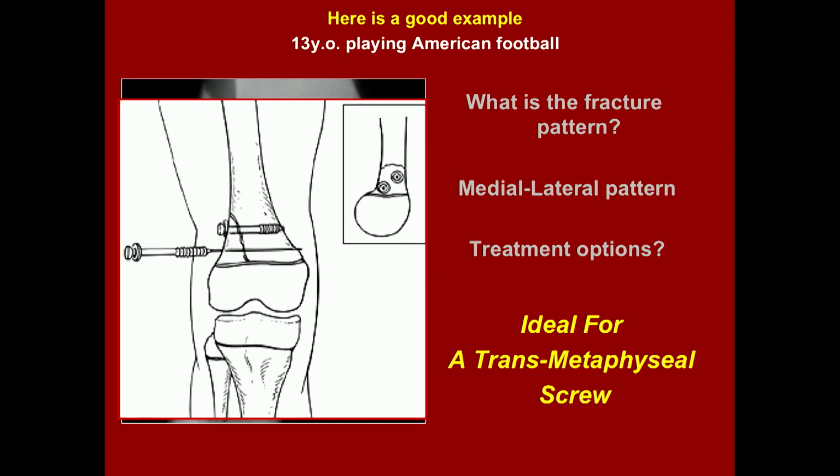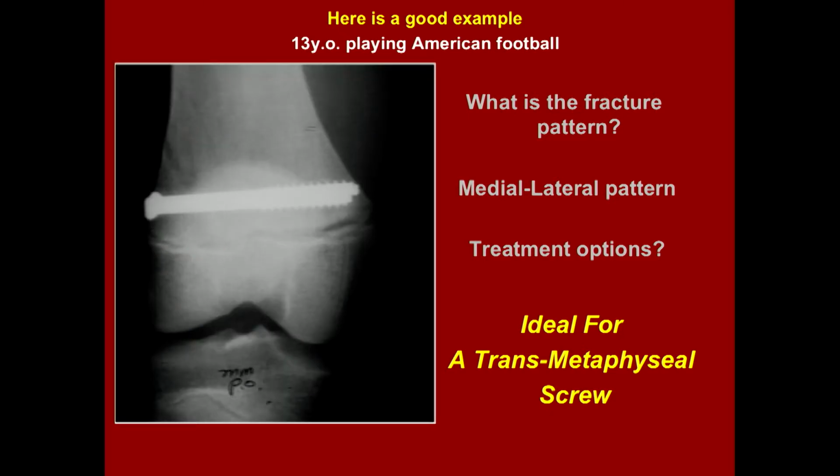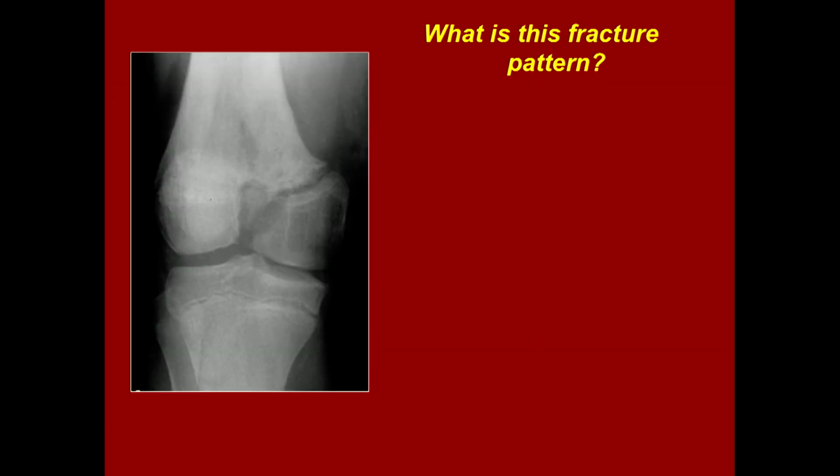And actually, when you have them asleep, you can then test it for varus and valgus stability and flexion and extension. And a lot of times you can just put these kids in a knee brace, a locked knee brace, and start early motion. And here you can see the transmetaphyseal screws. You can see here. Now, what's this fracture pattern?